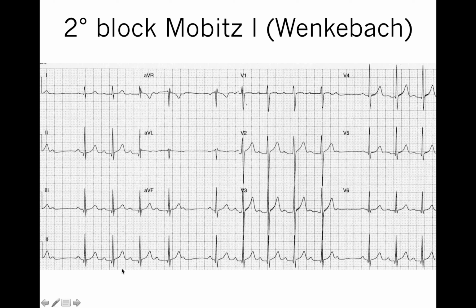So some of the P waves conduct and some of them don't. And then there is return of conduction. So P wave, QRS with a short PR interval, prolongation, prolongation, prolongation, prolongation, block. Back to normal, prolongation, prolongation. So this pattern of group beating, where some of the P waves conduct and some of them don't, with gradual prolongation of the PR interval prior to the block, is called second degree type 1 AV block, which is also called Wenckebach.